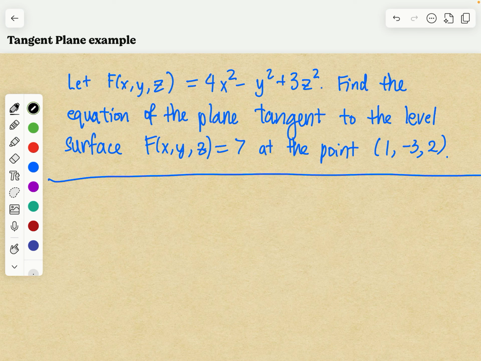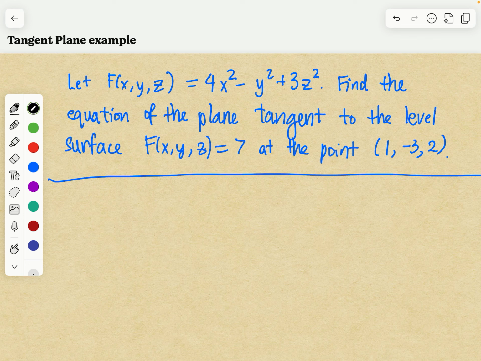In this video, I want to do an example of finding an equation of the tangent plane. So here's the typical test question. Let capital F of x, y, z equal 4x squared minus y squared plus 3z squared. Find the equation of the plane tangent to the level surface, capital F of x, y, z equals 7 at the point 1, negative 3, 2.